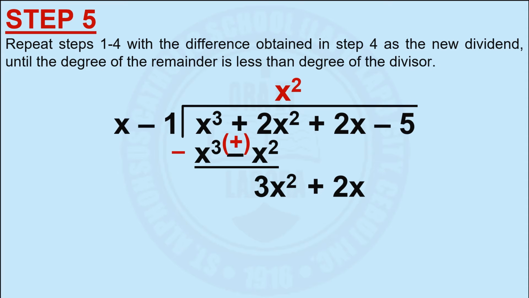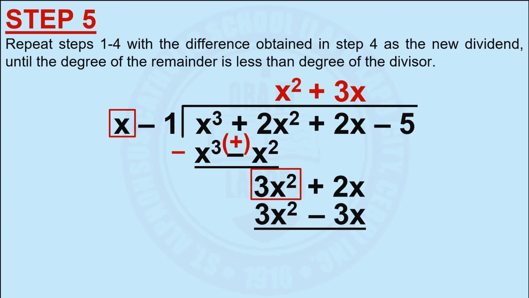Step 5. Repeat steps 1 to 4. So we will be dividing 3x squared with x. Apply the quotient law of exponent. So we have here 3x squared divided by x, that is plus 3x or positive 3x. Then multiply 3x with x minus 1. So 3x times x is 3x squared. 3x times negative 1 is equal to negative 3x.